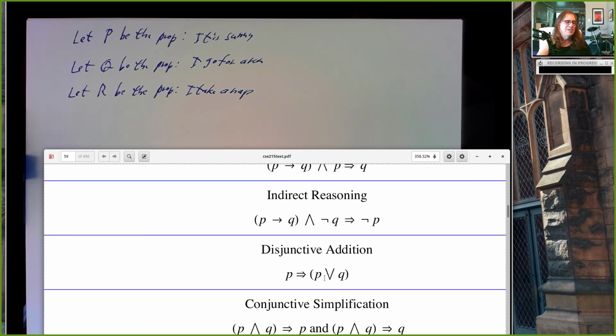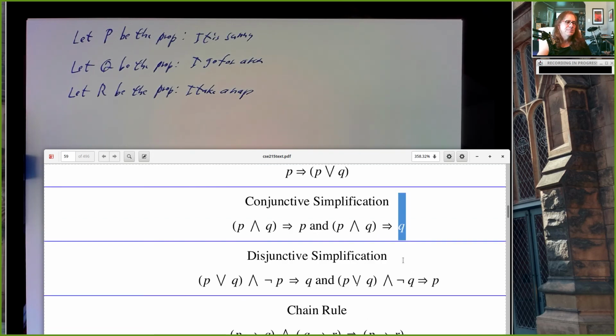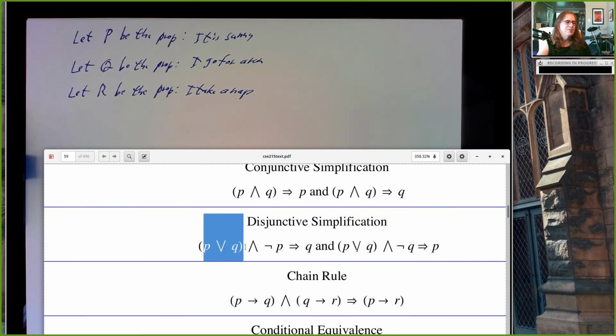Alright, if it's sunny, then it's sunny or I take a nap. Right? And that's certainly going to be true. If it's sunny and I take a nap, then it's sunny. If it's sunny and I take a nap, then I take a nap. If I go for a run or I take a nap, and I don't go for a run, then I take a nap. Right? This is saying I'm either going to go for a run or take a nap. If you also know I don't go for a run, I must take a nap. If I'm going to go for a run or take a nap, and I don't take a nap, then I must go for a run. Because this is saying I'm doing one or the other.